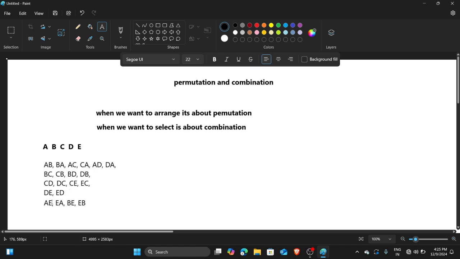Now counting again: 12, 13, 14, 16, 17, 18, 19, 20. It means 20 pairs. I will also explain with the help of the formula that we can only make 20 pairs.